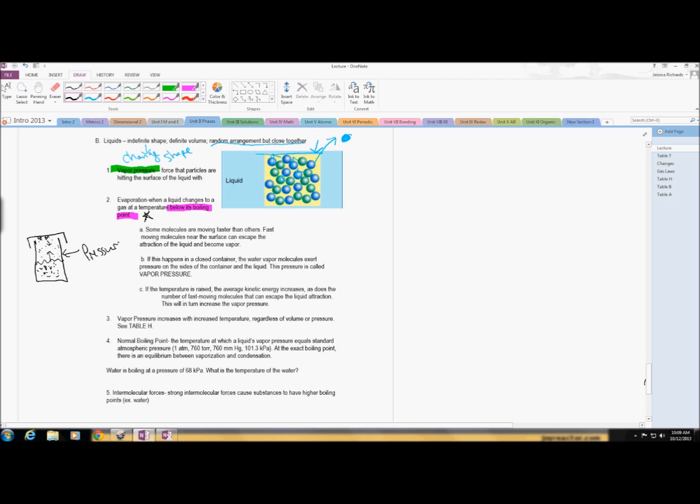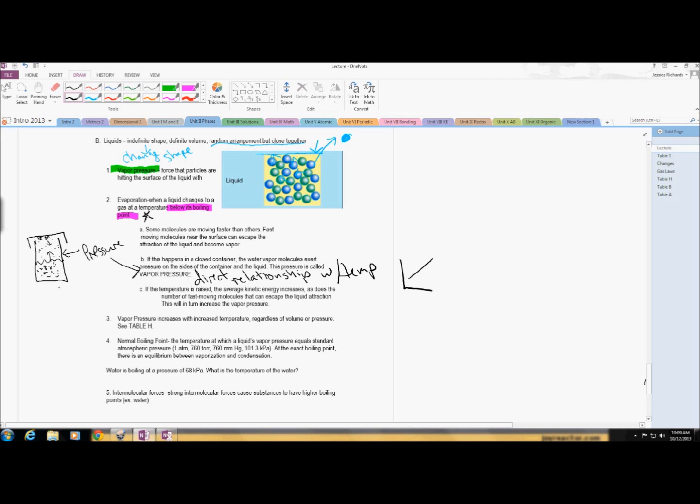And if you take an instrument and you measure how much pressure these little particles are hitting the lid and the sides of the container with, that's called its vapor pressure. Vapor pressure is going to have a direct relationship with temperature. Vapor pressure has a direct relationship with temperature. So what would a graph look like with a direct relationship? Well, it's going to have a positive slope.